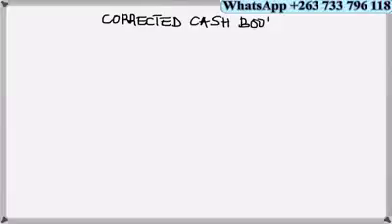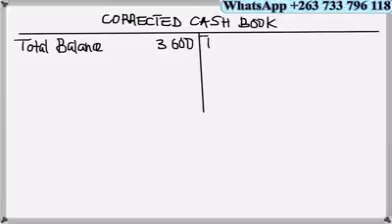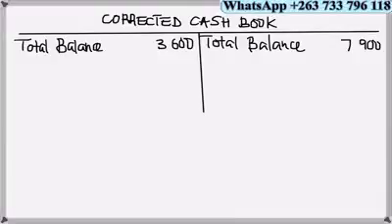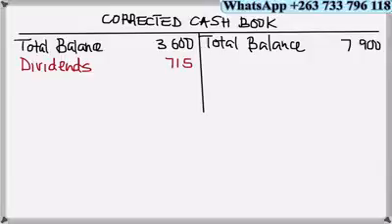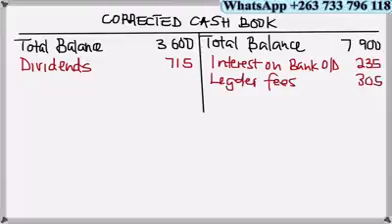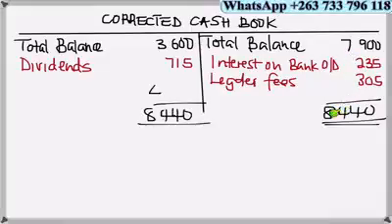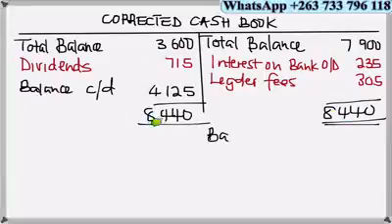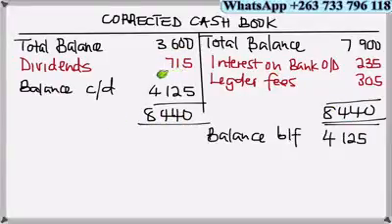So let's first have the total balances on both sides. Here is 3,600. Here is 7,900. Then we must debit what was credited in the bank account but not debited in the cash book to update it. So this was for dividends, 715. Then on the credit side, you have interest on bank overdraft, which is 235, then ledger fees of 305. Let's balance our accounts. If we add here, it gives 8,440. 8,440 minus 3,600 minus 715 gives us a balance of 4,125. So this is the updated balance of the cash book.